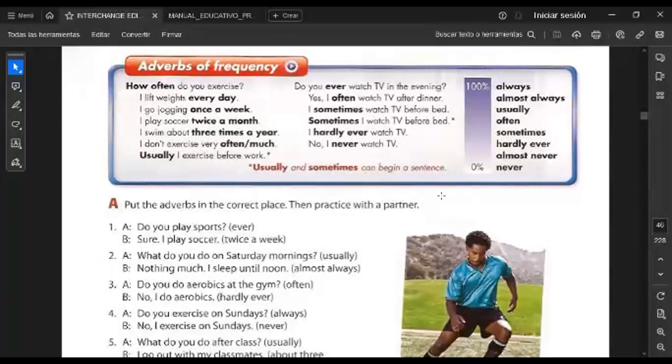Solo va a escuchar, okay? Don't see in the manual. Don't see at the book, okay? Only listen, and you're gonna tell me what you listen. Y usted me va a escuchar qué palabra escuchó, okay?